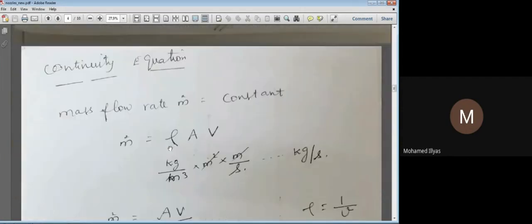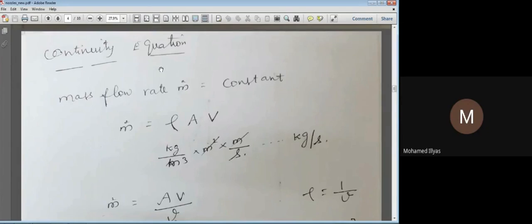Then, coming to another small derivation, the continuity equation. In our fluid mechanics, we have studied the continuity equation. The continuity equation says that your discharge remains constant. Discharge means volume flow rate, flow rate per unit time.